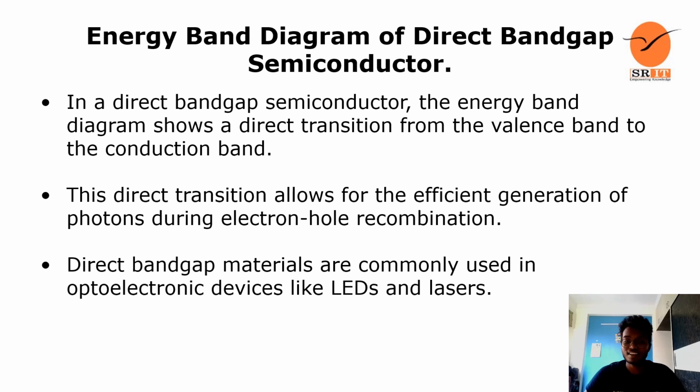And this direct transition allows for the efficient generation of photons during electron-hole recombination, as we have discussed at this point already. These materials are commonly used in optoelectronic devices like LEDs, light emitting diodes, and lasers. Because of these wide applications, we are easily using the direct bandgap semiconductors in the production of optoelectronic devices.